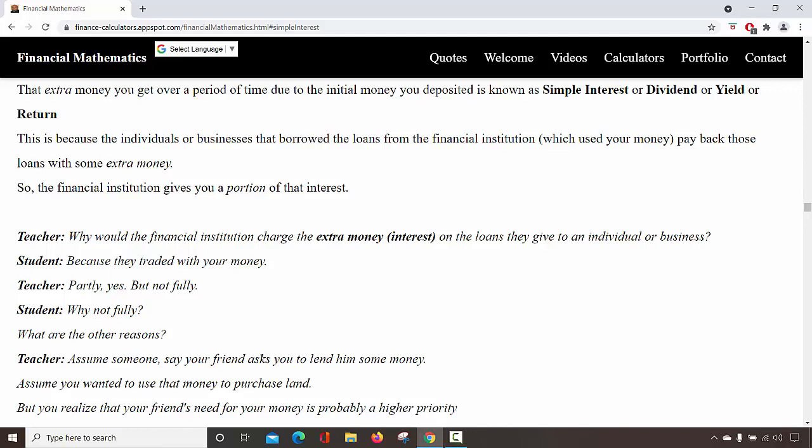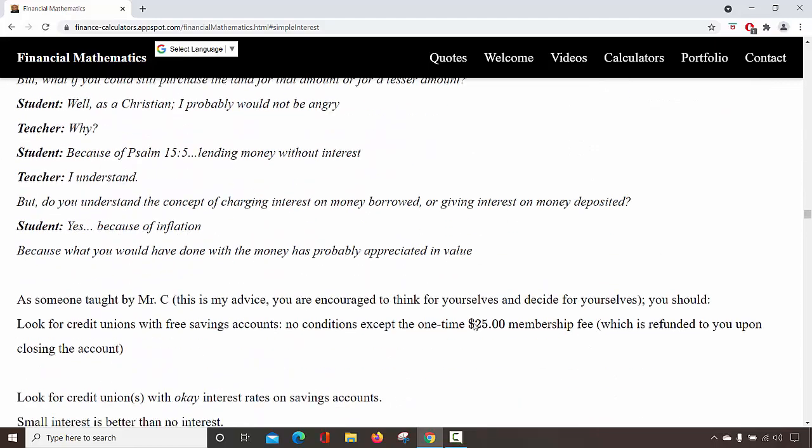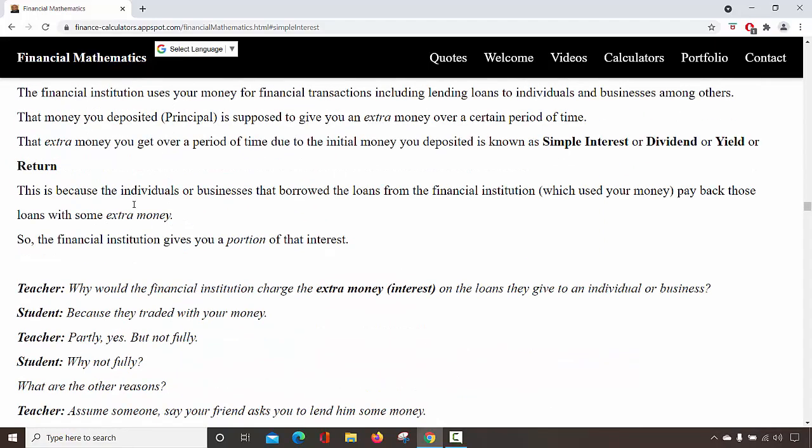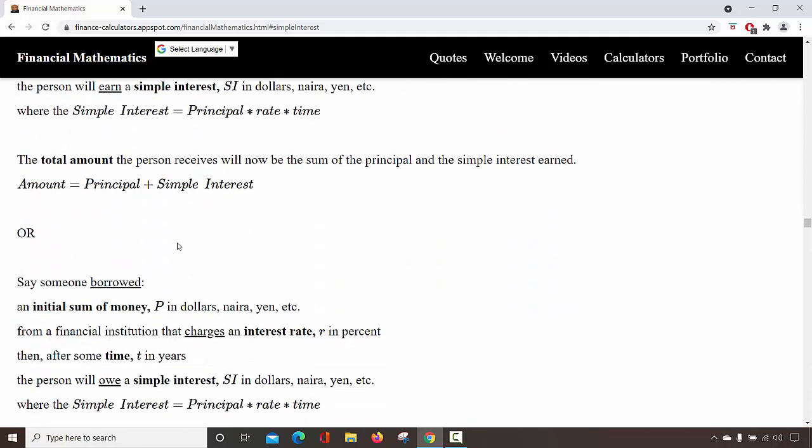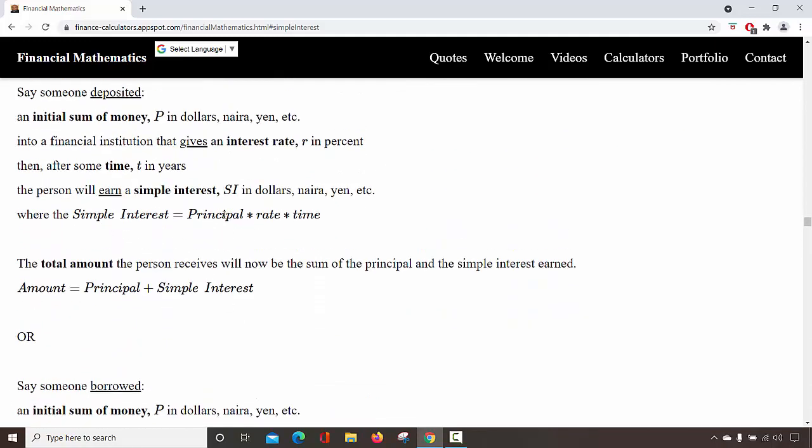So when you talk of interest, it could be when you deposit. When you deposit money, you earn interest. When you borrow money, you pay interest. You are charged interest. So it goes both ways. And for the formula, you can review the teacher-student scenario. The formula for calculating this interest is principal times rate times time. The principal could be the amount you deposit in your account or the amount that the bank loans to the business.